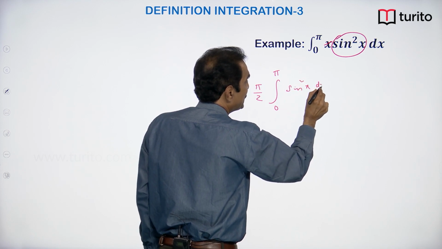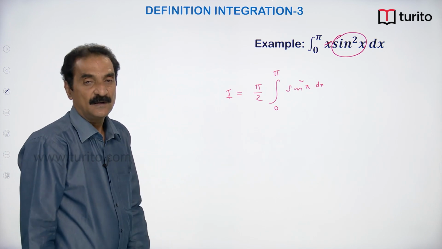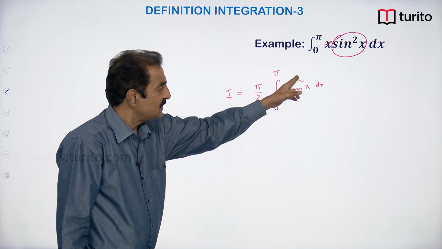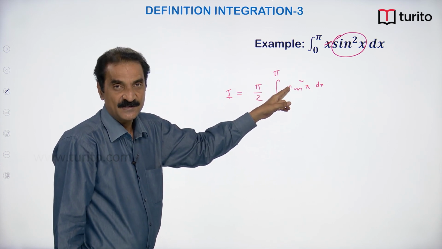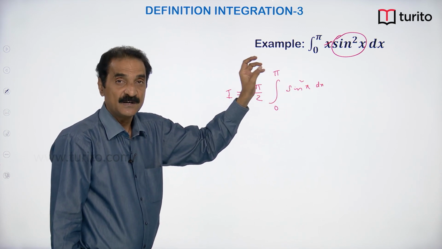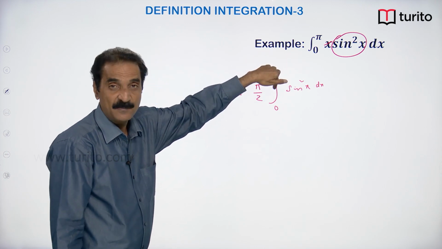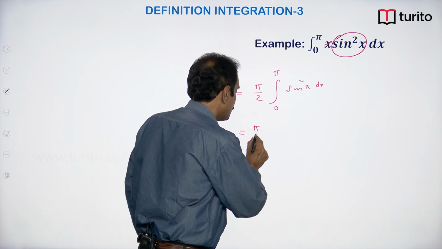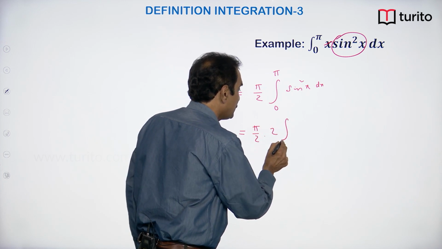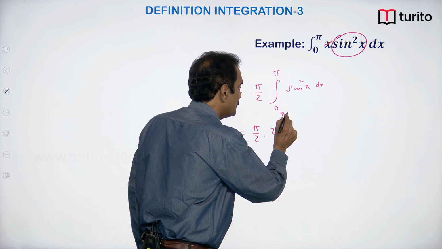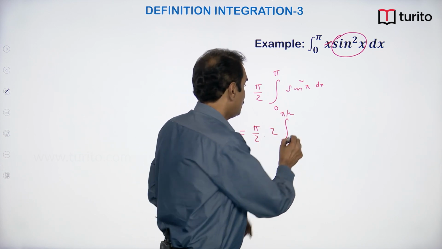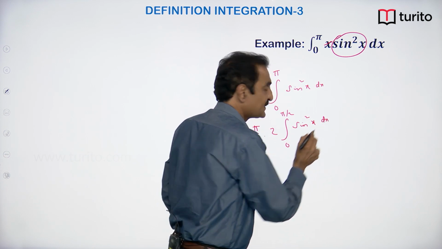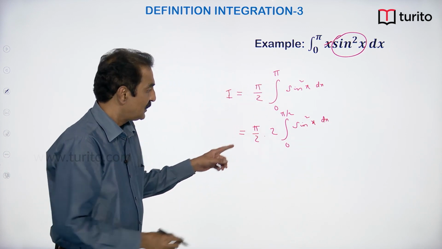sine square x dx. Now, to calculate the answer, since you are getting the same function by replacing x by pi minus x, we can use another property. What is that? Dividing the upper limit by 2 and multiplying the integral by 2. So, pi by 2 into multiply the integral by 2, divide the upper limit by 2. Then integral 0 to pi by 2 sine square x dx. Now 2 cancels.